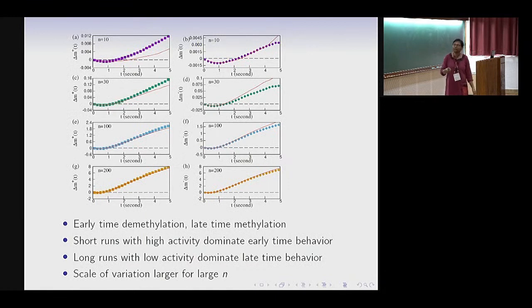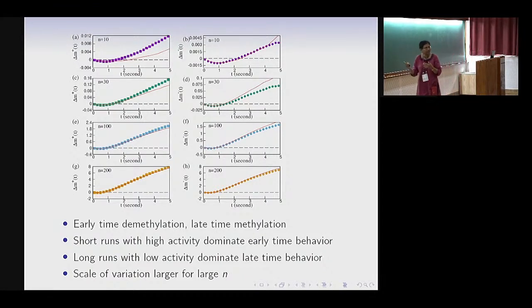I will not describe in great detail everything that I have here, but this is the capital delta M data, the first quantity. The left panel is for uphill runs, the right panel is for the downhill runs, for different values of n. One common feature present in all these panels is that first it becomes slightly negative, and then for large t it becomes positive. So first there is a small tendency of demethylation, and then the methylation takes over.